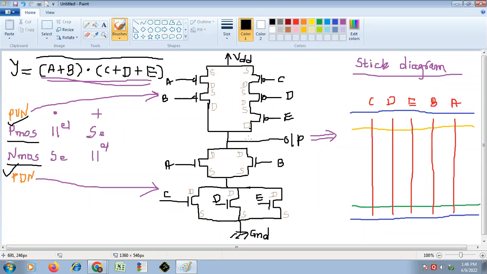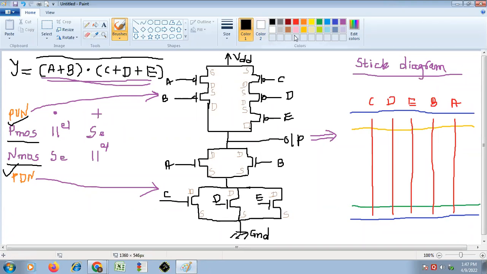Okay. See, while drawing the stick diagram, there is no hard and fast rule. Okay. You can go for a trial and error method. A single circuit may have two different stick diagram representations. It is possible. It is not the case that whatever I have drawn is the only stick diagram for this. No, a single design can have multiple possible solutions of stick diagram representation. Okay. So you can go for the optimum solution. Clear?